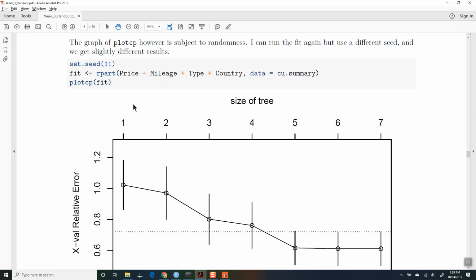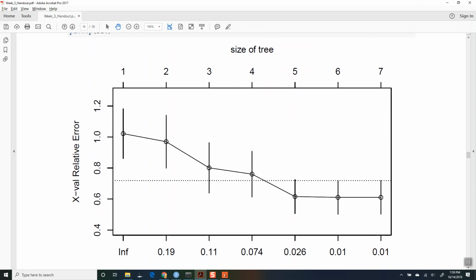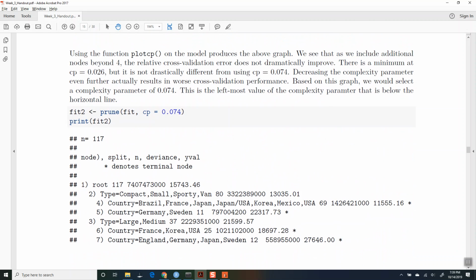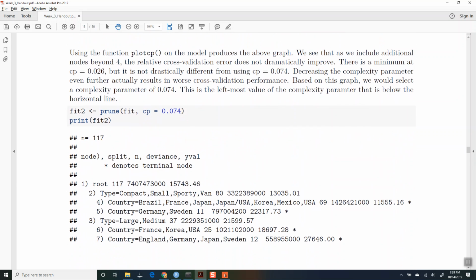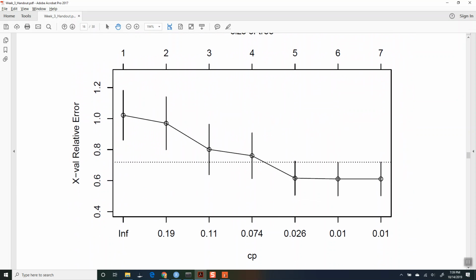And so when I did this, the best performing tree had 5 terminal nodes, and 4 terminal nodes did not perform as well, but this time the mean for 4 terminal nodes is above this dotted line. So according to this diagram, which was produced using the exact same command, it says I should use a complexity parameter of 0.026.